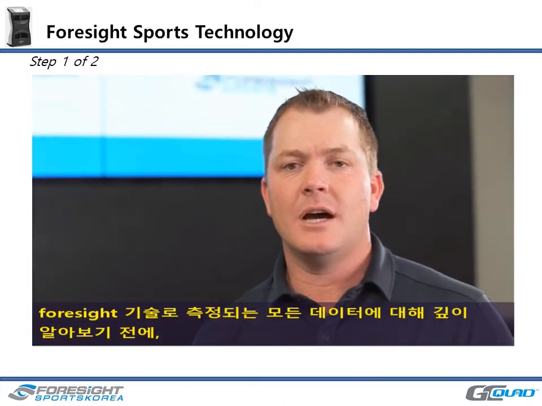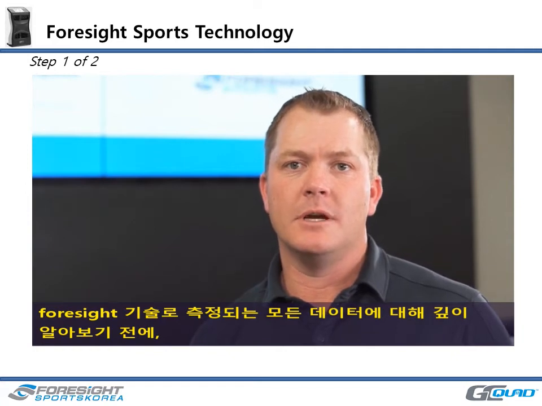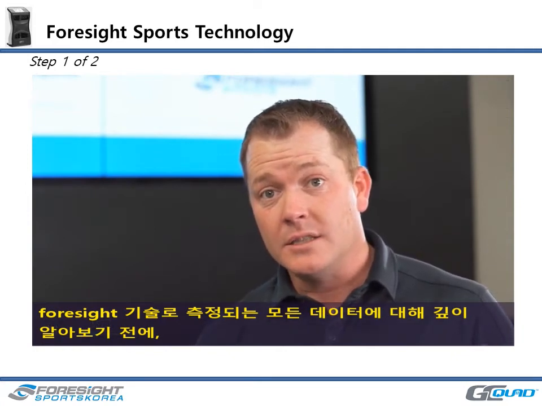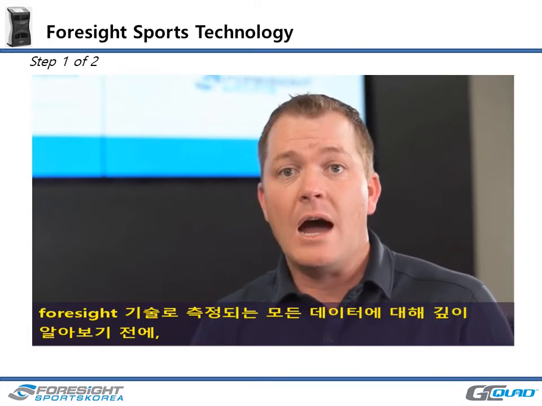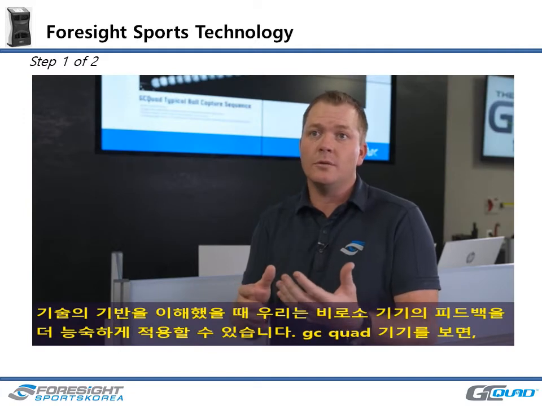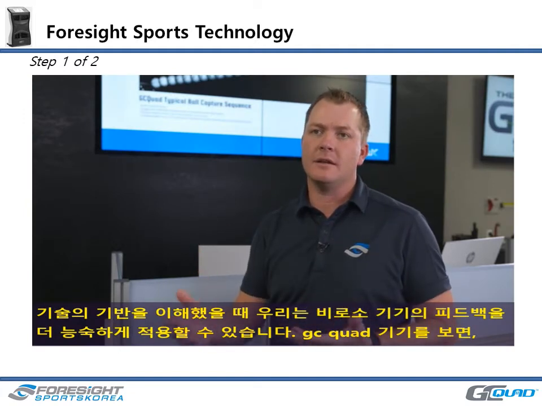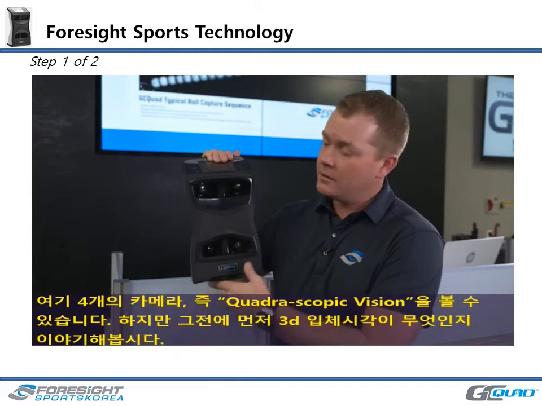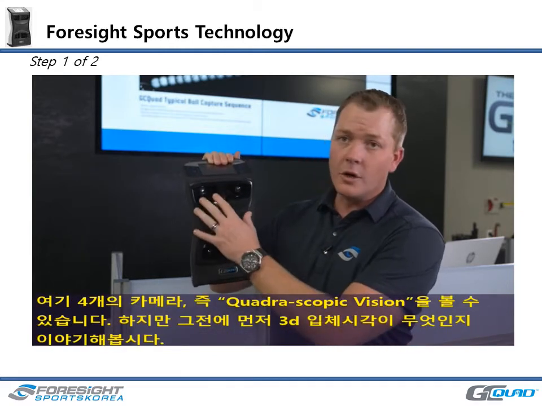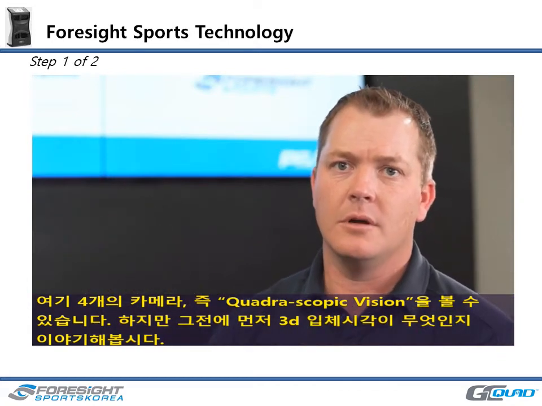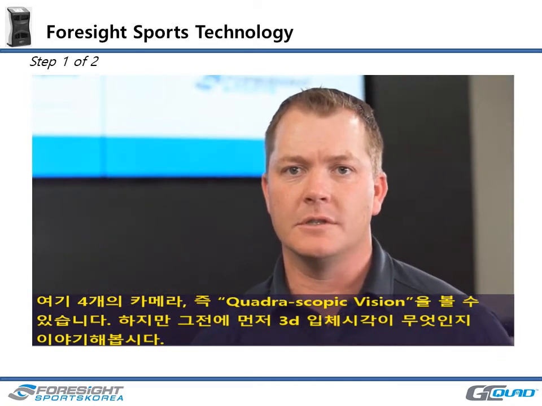Before we do a deep dive into all of the parameters that are measured by your Foresight technology, I think it's important that you actually understand a little bit about how it works. When we understand the backbone of technology, we can do a better job of applying the feedback that it gives us. So we take a look at our GCQuad. Obviously, we see 4 cameras in here, quadrascopic vision. But let's talk about what is stereoscopic vision.